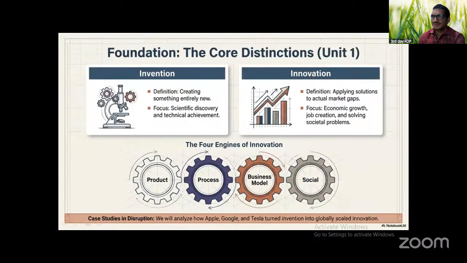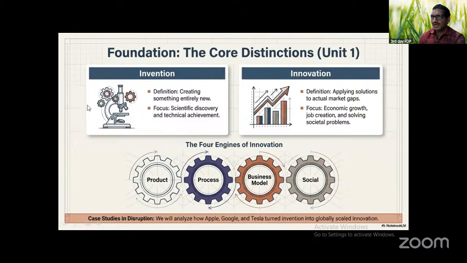Next, foundation. So here you can see the 4 engines of innovation. There is the difference between the invention and innovation. Invention means whatever you are creating something new, that is called as invention. It only focuses on the scientific discovery and technical achievement. But innovation is different. By applying that solution to an actual market gap, that is called as an innovation. Here the focus is on economic growth, job creation, and solving societal problems.